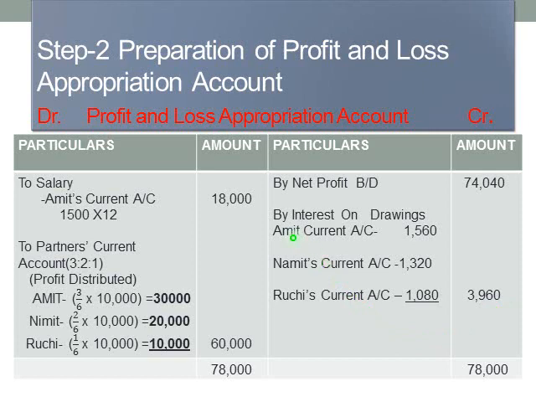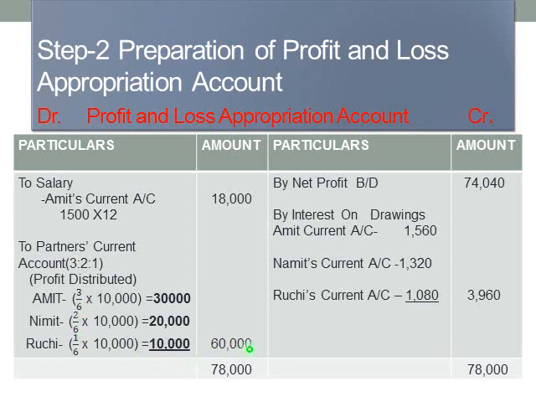And one important thing here is that partners' interest on drawing will be taken from their current account. Likewise, salary to Amit will be given through his current account. And finally, we'll calculate the balance. This is the balance of divisible profit. It will be divided in the ratio of their profit sharing, which is 3:2:1.